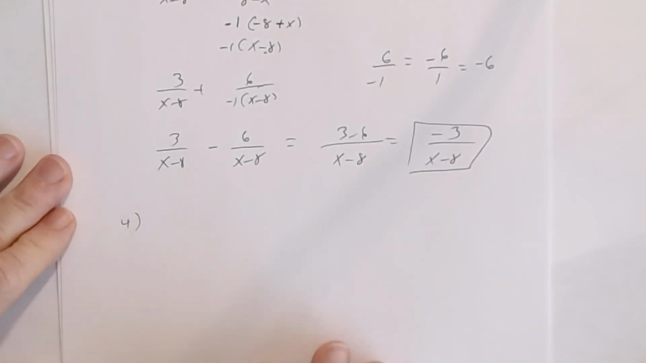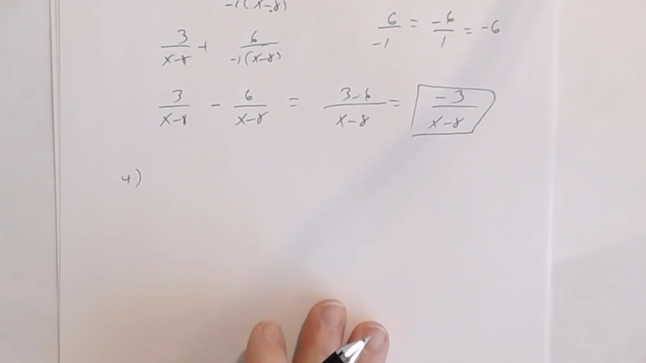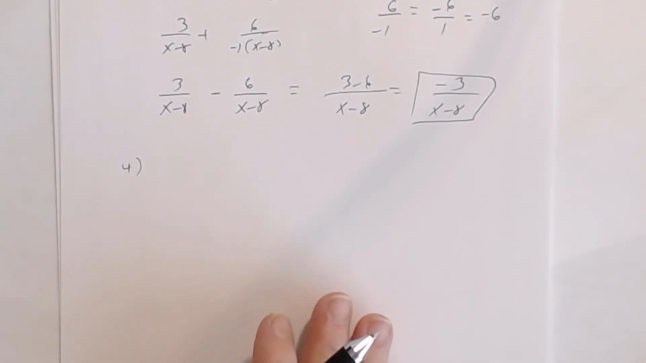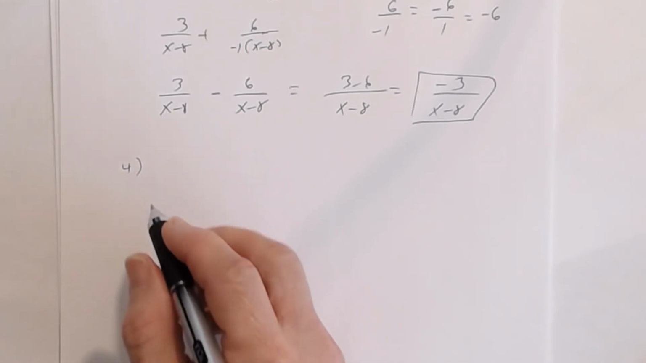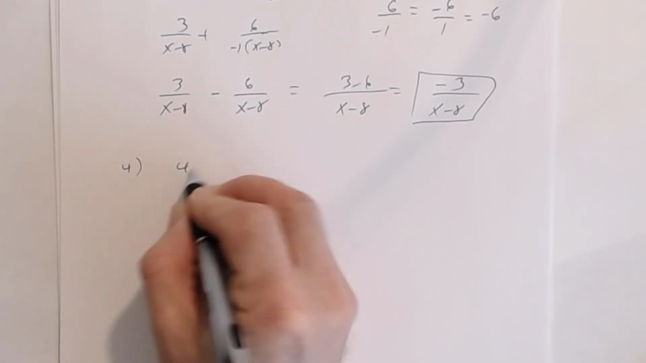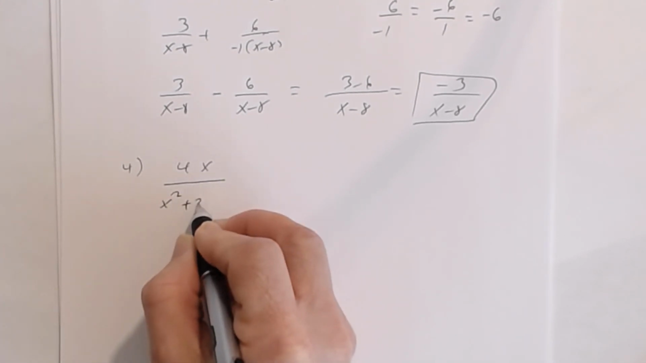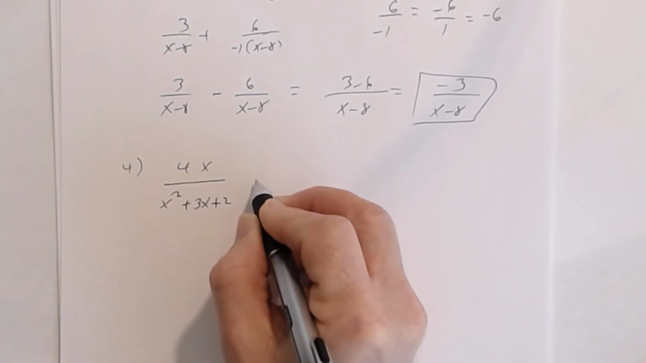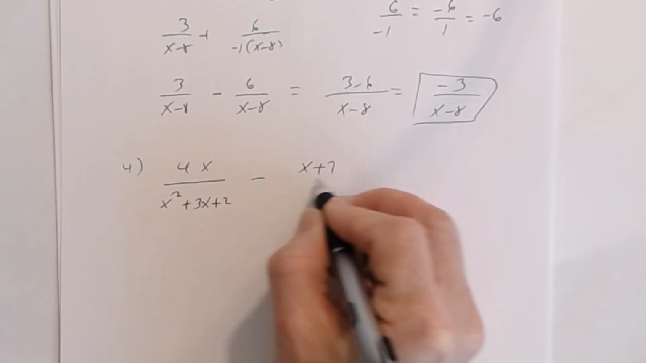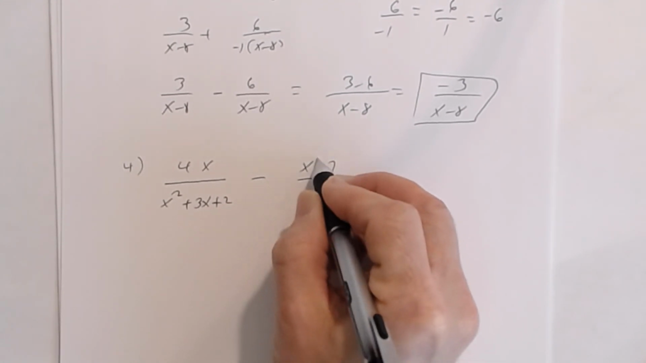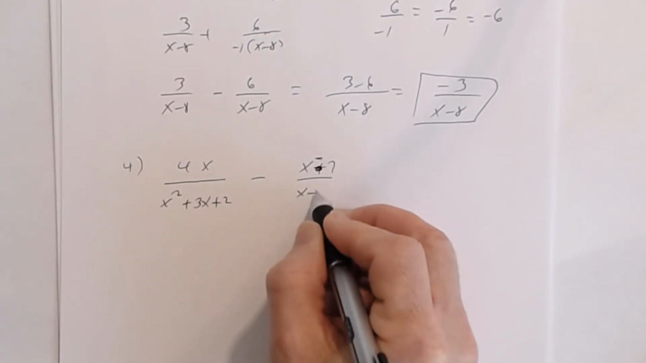Number 4, let's try this one for number 4. Okay, so let's do this one. We have 4x divided by x squared plus 3x plus 2 minus x plus 7. I'm sorry, x minus 7. X minus 7 divided by x plus 1.